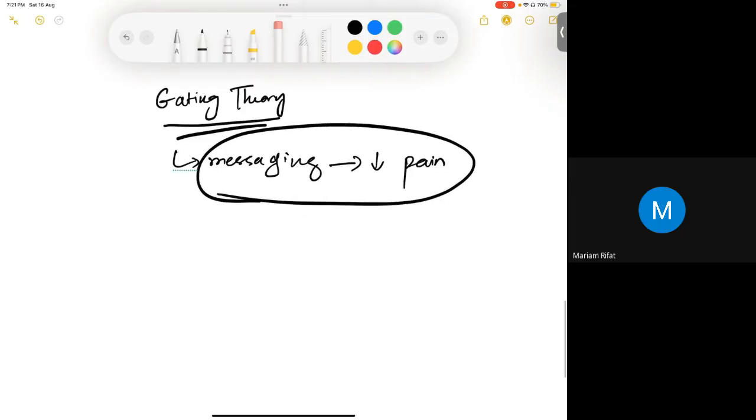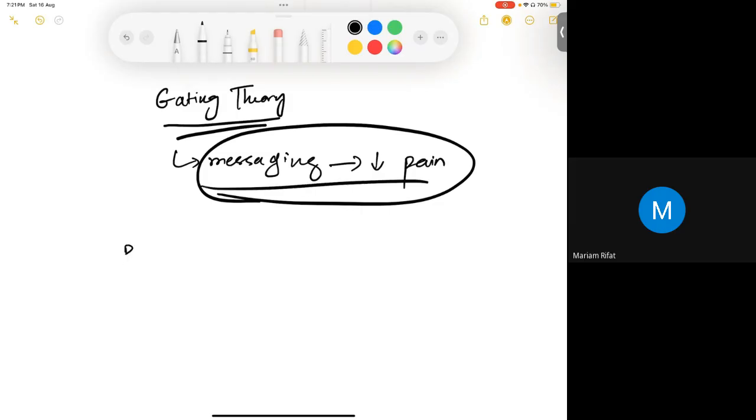Initially the doctors were really confused about what may be the phenomenon of massaging which reduces the pain. So they thought there might be some gates which close during massaging. And once the gate is closed, the pain transmission isn't moving upward. So they called it gating theory. Is it clear? Let me just repeat it again.